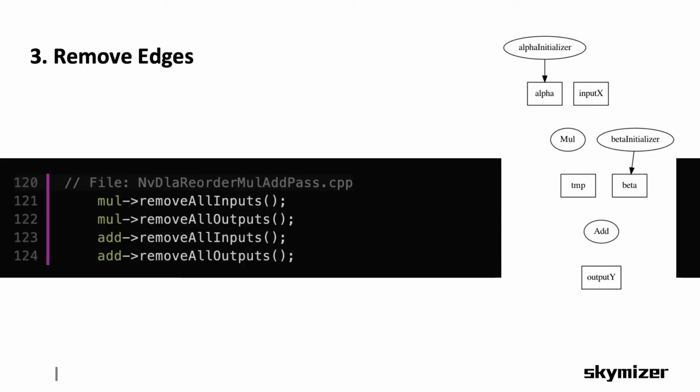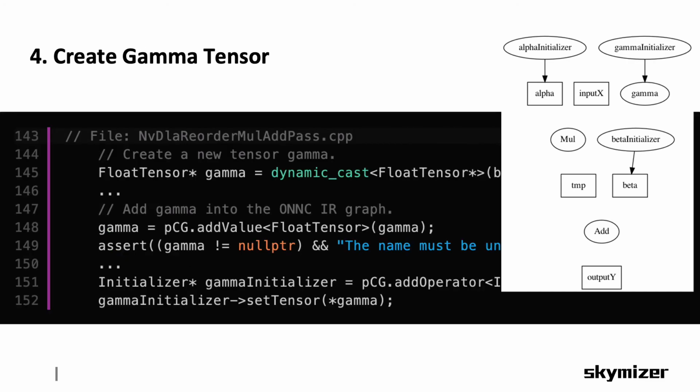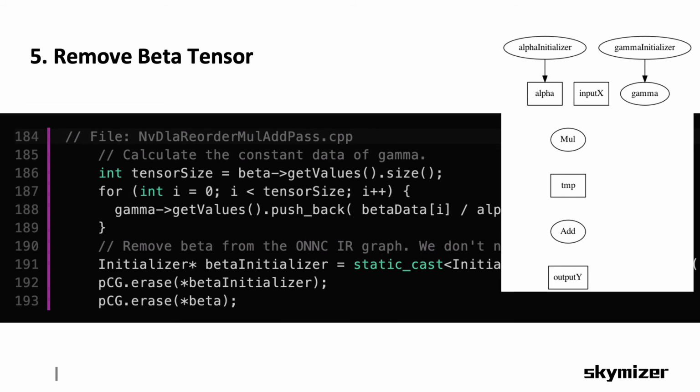Next, we will remove all edges between the Mul and Add operators, and their producers as well as consumers. We will rebuild their edges later on. Then, we have to create the gamma tensor and its initializer for the mathematically equivalent formula. After we calculate the value of the gamma tensor, we don't need the beta tensor anymore. So, we have to remove the beta tensor from the IR graph.